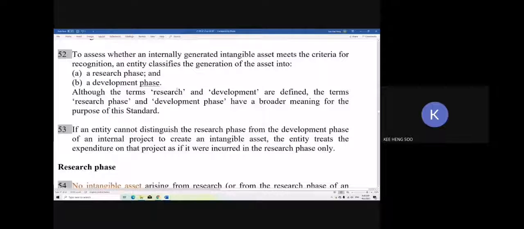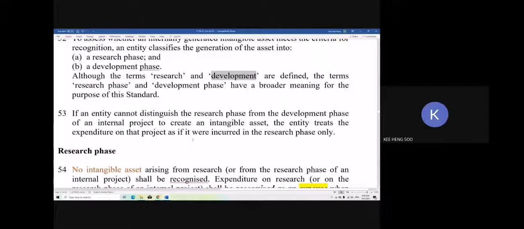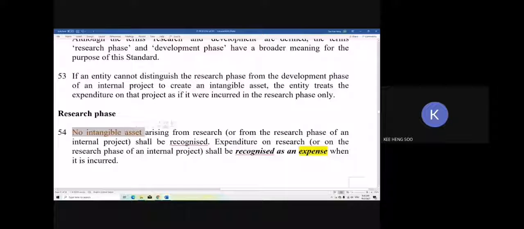So we have two classifications of internally generated intangible assets: research and development. Refer to the definition paragraph. Remember, research is a study, an investigation. Development is the application, making use of the results that come from research activities. So no intangible asset shall be recognized or recorded for research, because in research there is no identifiable product. You recognize an expense when it is incurred. Expenses means recorded in SPL.